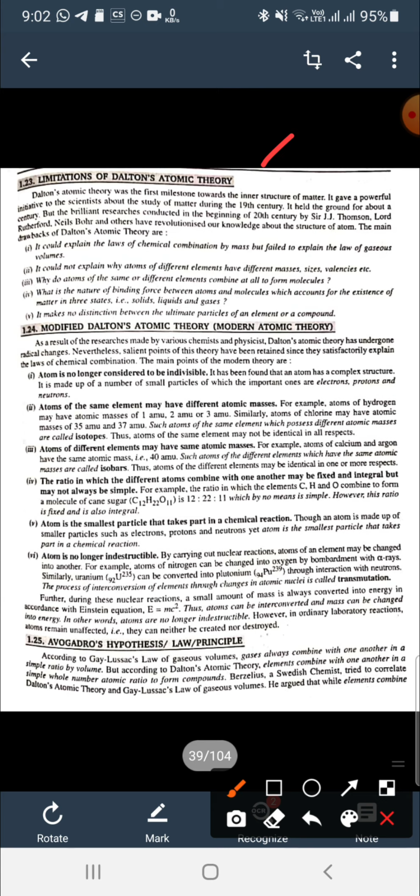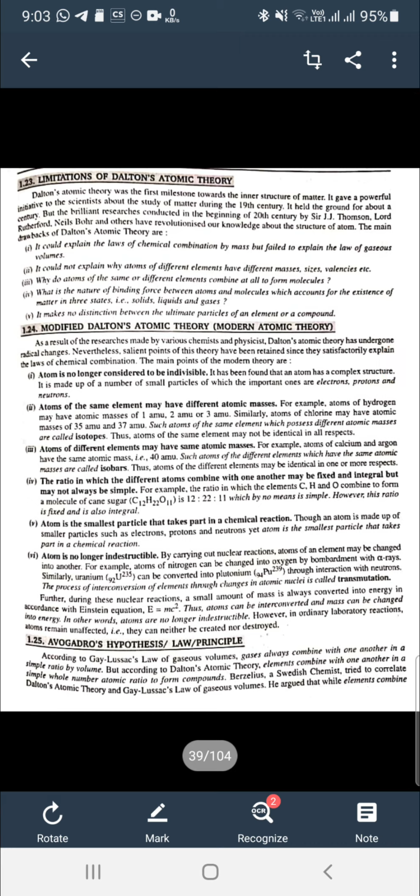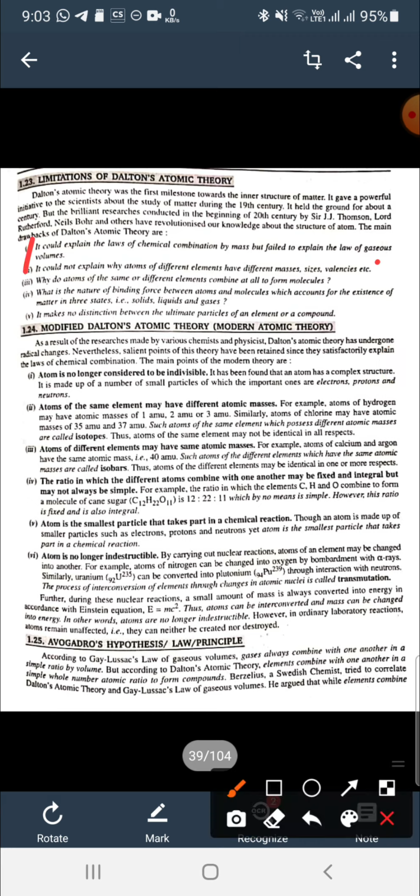They are like, it could explain the law of chemical combination by mass but failed to explain the law of gaseous volume. It tells us about the chemical combination by mass because we studied the mass, but it failed to explain the law of gaseous volume, how the volumes of gases react or combine with each other. But it tells us about the combination of masses, and cannot tell us about the combination of volumes. It could not explain why atoms of different elements had different masses. It told us that different elements have different masses, sizes, valencies, etc., but it could not explain it.